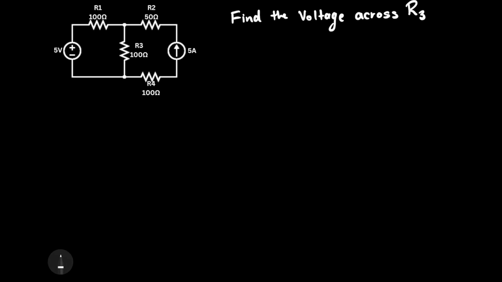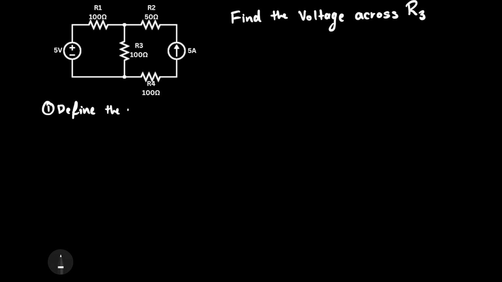Today we've got another circuit, one with a current source and one with a voltage source. And we need to find the voltage across R3, the resistor in the middle. Let's walk through this problem step by step and figure it out in 4 simple steps.